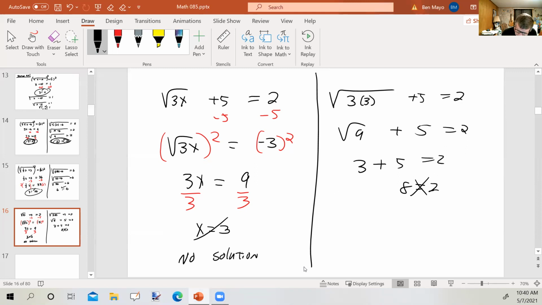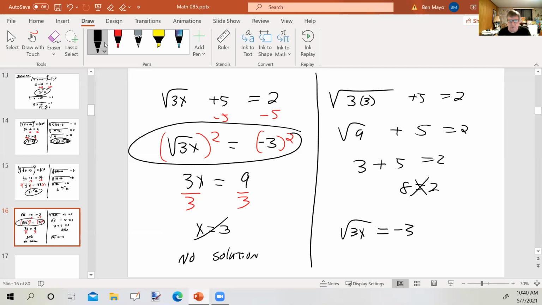Looking right here where we had this, if you think about it, you could already tell there'd be no viable solution, because when you take a square root, you can't get a negative answer. So that's not going to work. But if you continue on, you come up with the potential solution, but that does not work. So there's no solution.